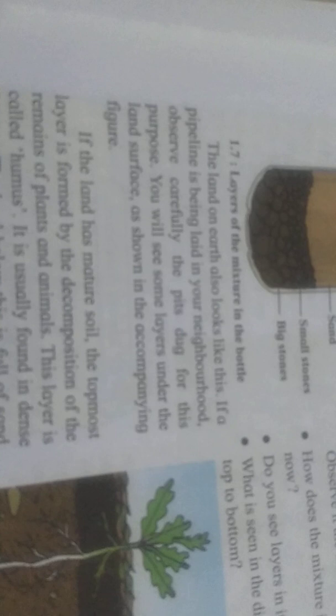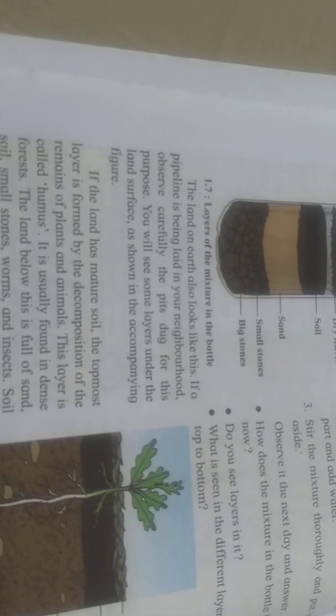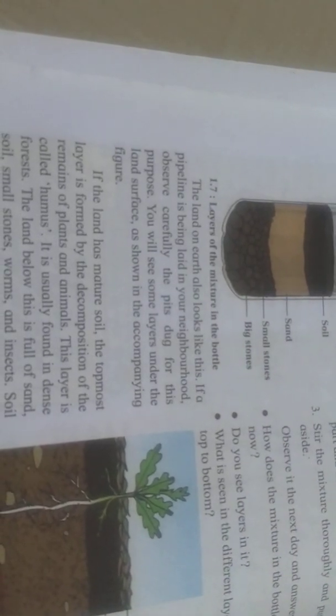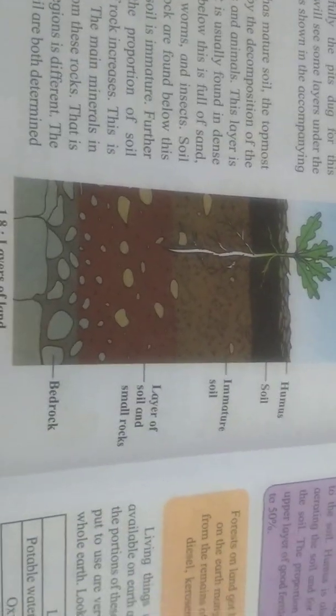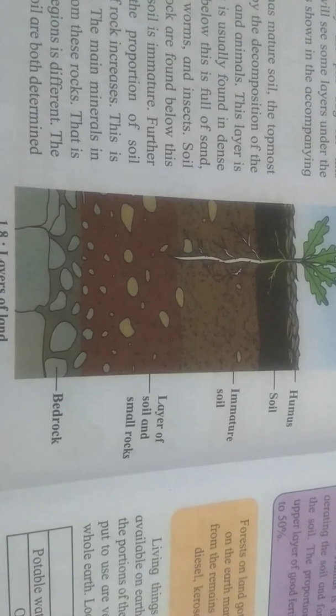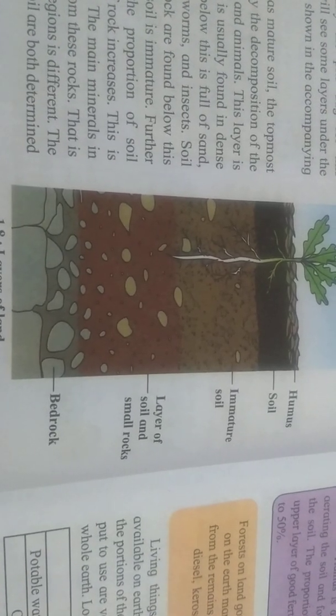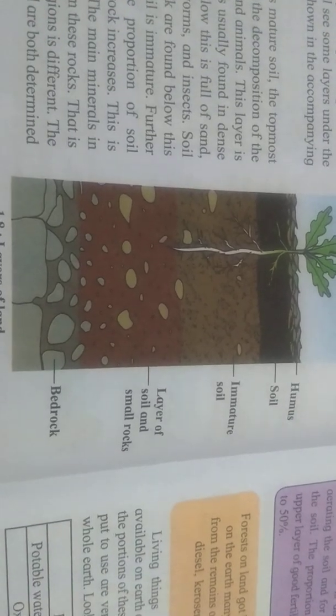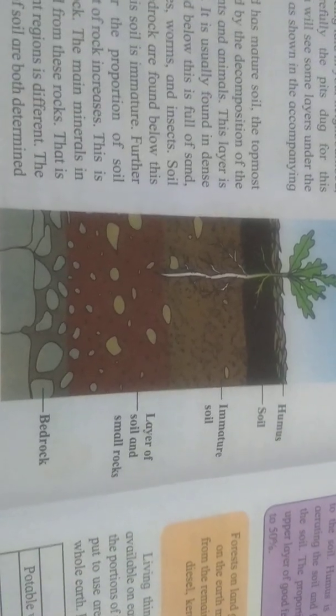If a pipeline is being laid in your neighborhood, observe carefully the pits dug for this purpose. You will see some layers under the land surface as shown in the accompanying figure. Like this you can see. What you will see: bedrock, layer of soil and small rocks, immature soil and humus. Humus is the topmost layer. Okay.